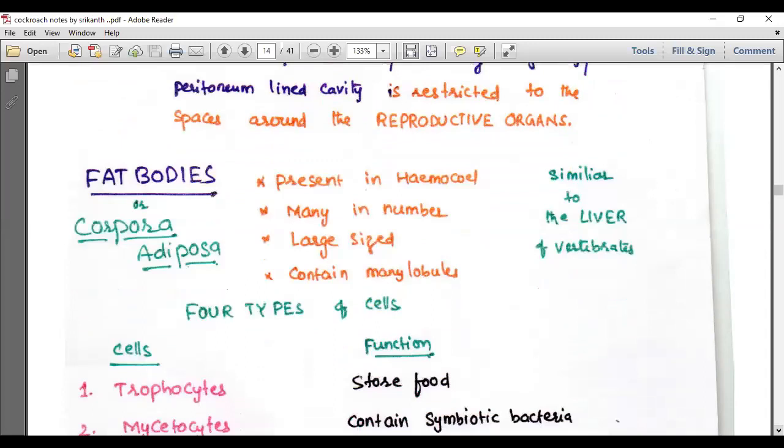So in the body cavity of cockroach, the hemocoel, some special items are present. We say they are fat bodies, which are also called corpora adiposa. We don't have the technical name in NCERT, but fat bodies are present here in the hemocoel. They are many in number and large in size. They contain many lobules similar to the liver of our vertebrates. These fat bodies, corpora adiposa, are similar to the liver of vertebrates.